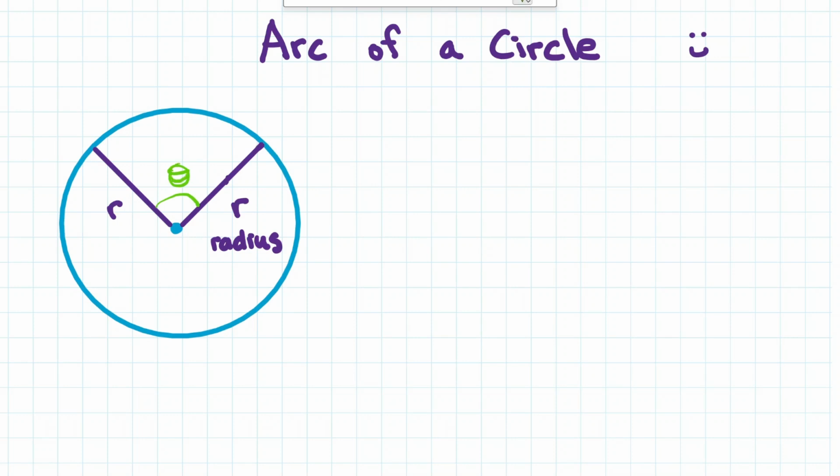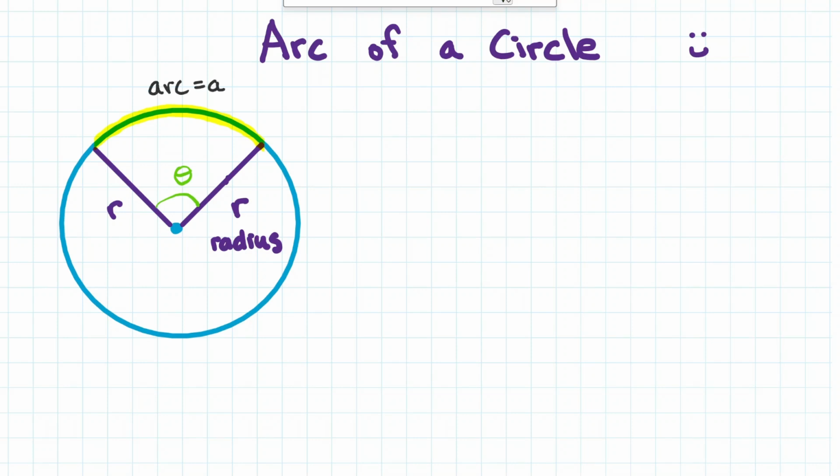This theta over here in green represents the angle between these two radii. And the new thing we're going to introduce today is the arc of the circle. So we're looking from this segment, I'm highlighting in yellow, from one segment of the radius to the other. And we're going to call that the arc, and we're going to represent that as A.